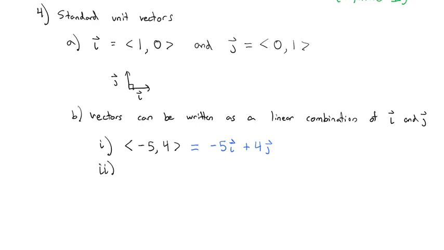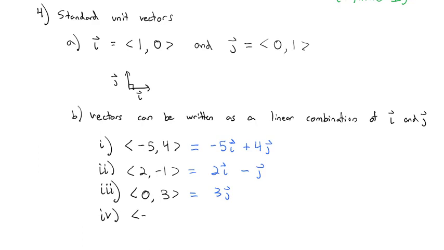Another example would be the vector 2, negative 1. Because 2 is the x component, we could write that as 2i. And negative 1, being the y component, can be written as negative j. This even gives us a way to write vectors that have 0 for one of the components. Maybe 0, 3. There's 0 i components, but there are 3 j vectors combined together. Similarly, negative 2, 0 would just use the x component, so we have negative 2i.